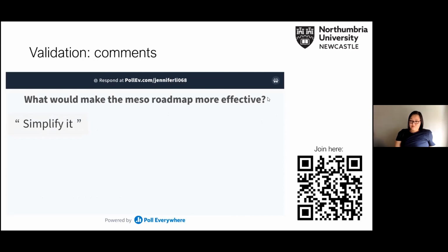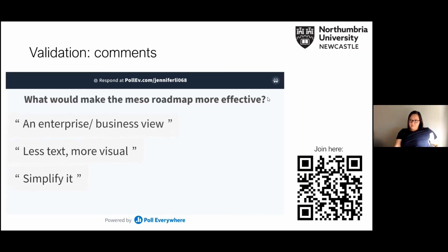I think I agree with you there. It really needs to be a lot simpler. Less text, more visual. Yeah, I'm going to look into how I can make it into more of an infographic. Enterprise business view. Okay, great. Okay, perfect. Thanks very much for your participation on that.